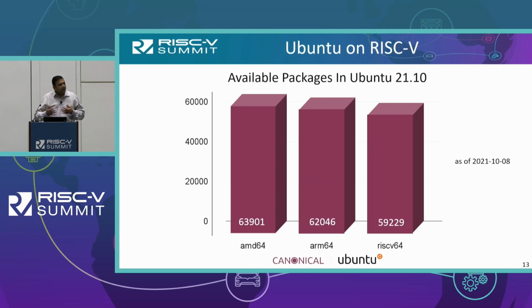And as time moves on, the RISC-V offering from Ubuntu gets richer and richer. So this shows the current picture of where things are. It shows near equivalence in the number of packages between these different architectures.